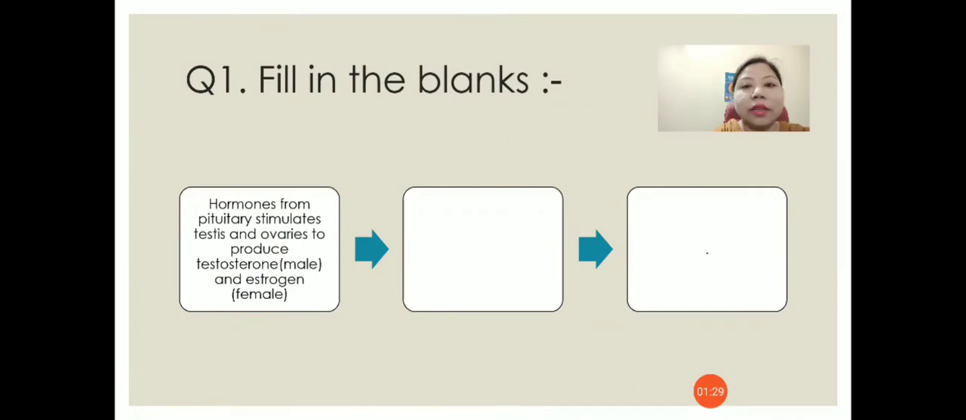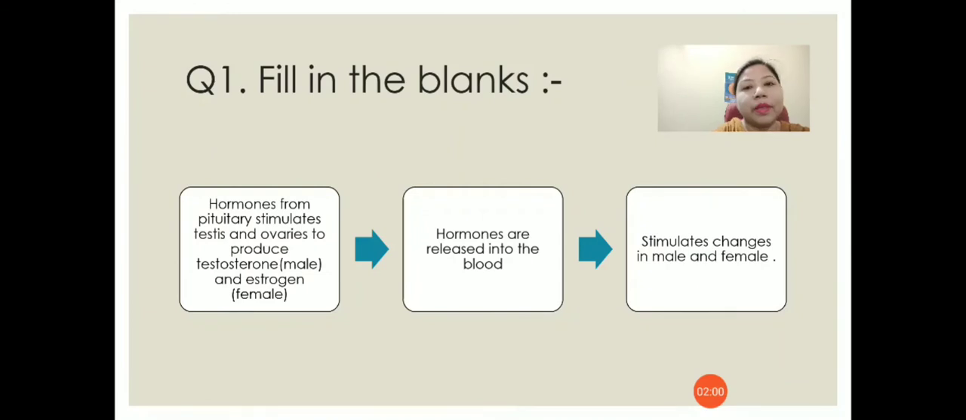So the first hint which is given is hormones from pituitary stimulate testes and ovaries to produce testosterone in male and estrogen in female. So what will be the next step after the hormone produced by pituitary gland stimulates testes and ovaries? The hormones will be directly released into the blood by testes and ovaries. After that, what is the next step? The hormones which are produced will stimulate the change in male and female at the onset of puberty.